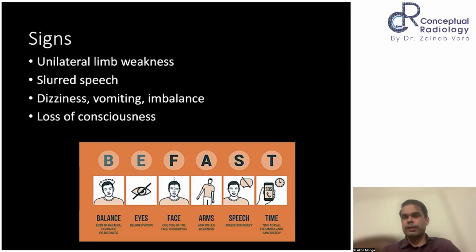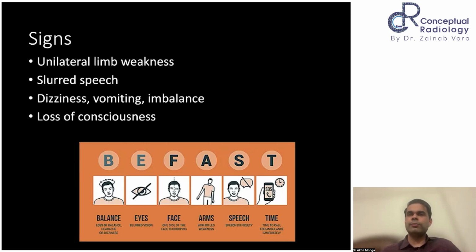Dizziness, vomiting, imbalance can be there, especially if a large cortical area is involved, or the brainstem, or the posterior circulation is involved, then the cerebellum is involved. That can lead to a lot of dizziness, vomiting, imbalance. And if it's a major large stroke, it can start affecting consciousness itself. So these are the things that you must remember. BE FAST includes balance, eyes, face, arms, speech, and the time part is that you have to reach quickly, because the longer you take in acting on stroke, the worse it is. So it's just like a heart attack, you have to rush.